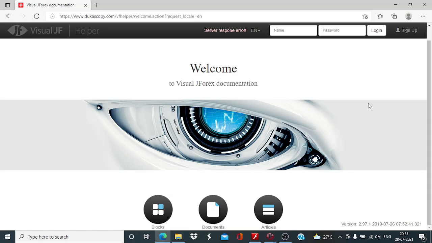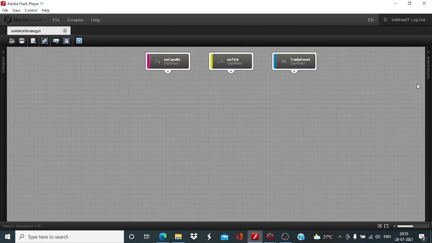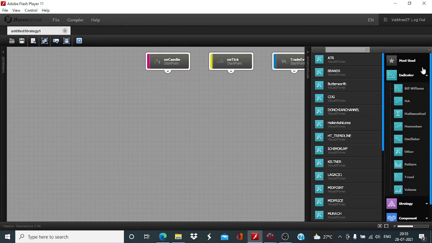Vaibhav. In today's session of Visual JForex, we will be starting afresh with the new set of indicators. The name is Bollinger Bands, and we will see how we can design and develop a profitable algorithm using these indicators. So let us now head to the Visual JForex board, which has been developed by the Dukascopy Bank SA. You will find these indicators listed amongst the other indicators just below the ATR.